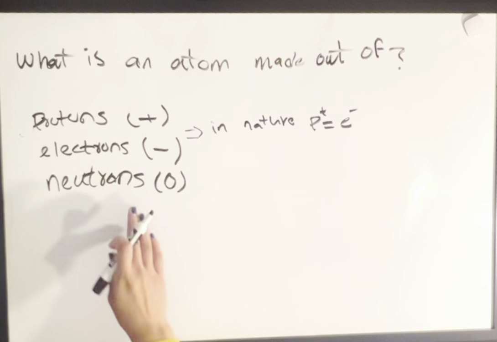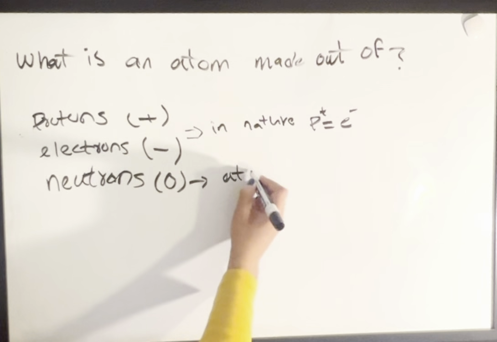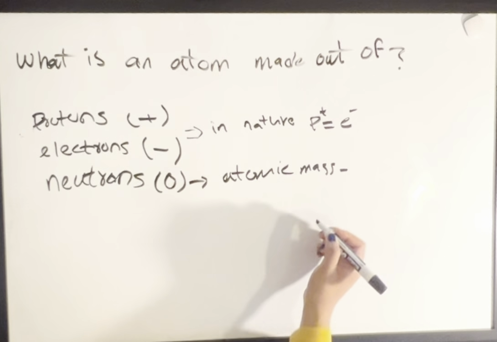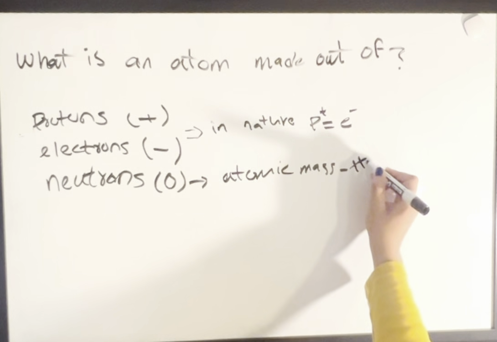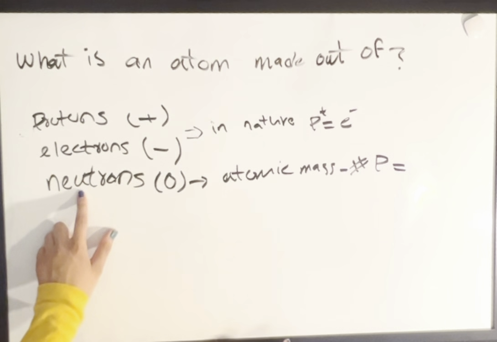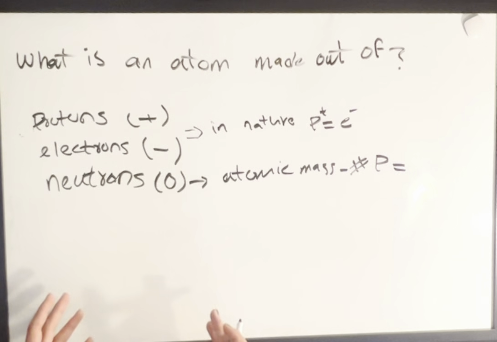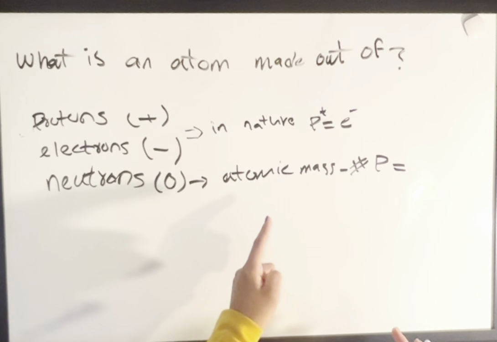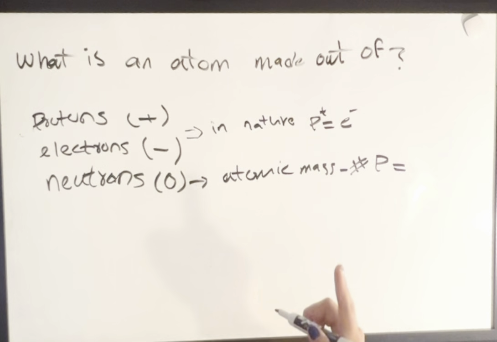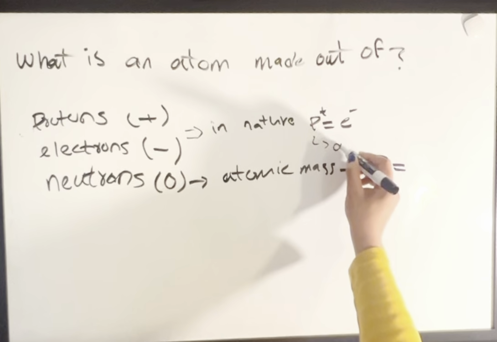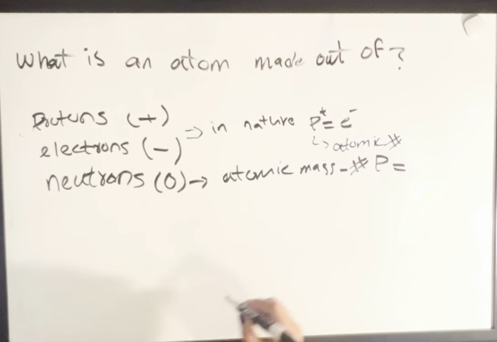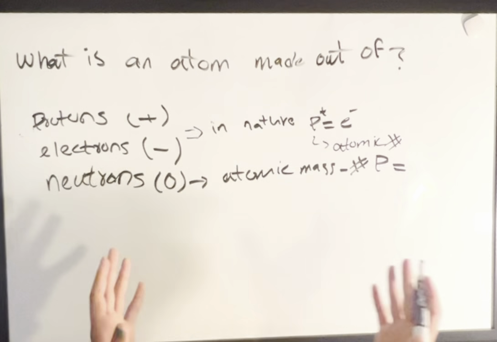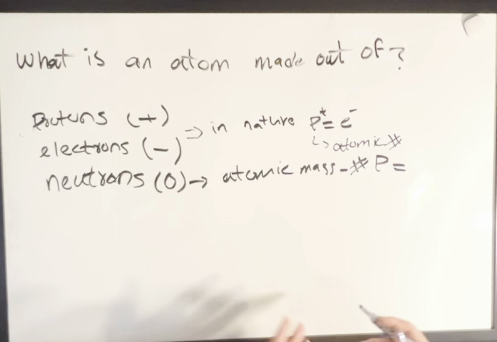Neutrons, we will use atomic mass minus number of protons to find the amount of neutrons in an atom. And how do we find the number of protons? The number of protons, as I told you before, is the atomic number of an atom. The easiest way to find it is to have a periodic table and look at the atomic number of an atom. You're not expected to memorize all these because you will always have a periodic table with you, and you will always have the atomic number of an element with you.